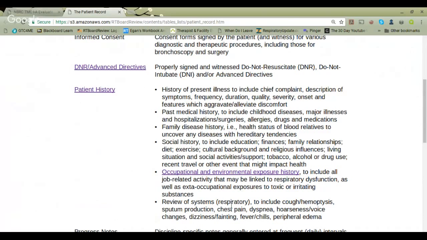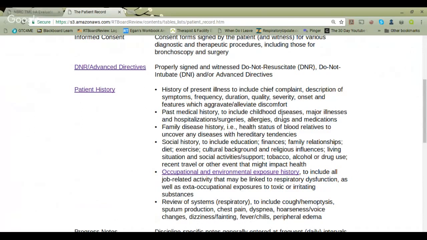Review of systems, respiratory, to include cough or hemoptysis, sputum production, chest pain, dyspnea, hoarseness or voice changes, dizziness, fainting.